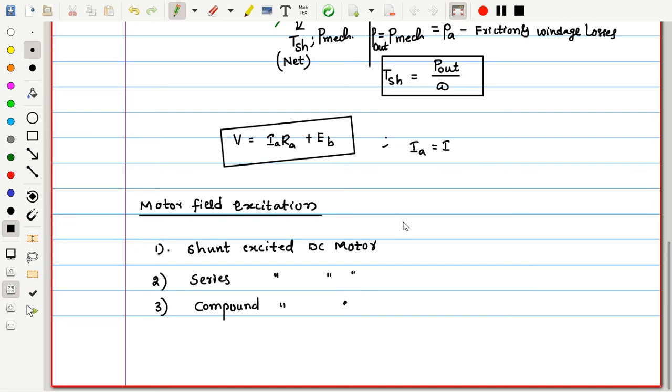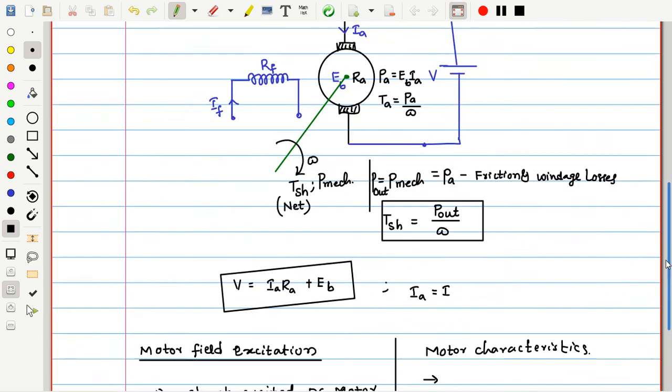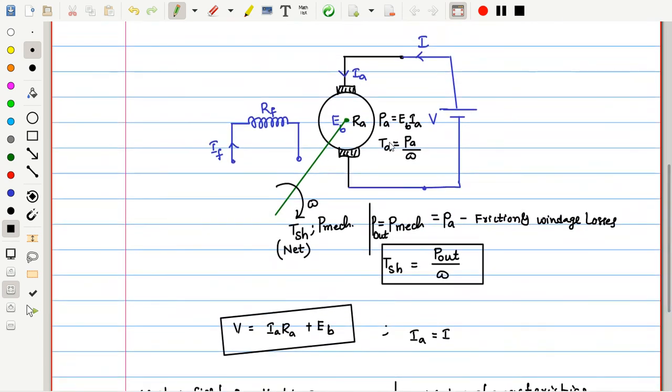In terms of characteristics, motor characteristics are seen in this way. Just try to observe what the various things available are. One important thing is the armature torque: how the armature torque varies depending on the armature current. That is the torque-current characteristic.